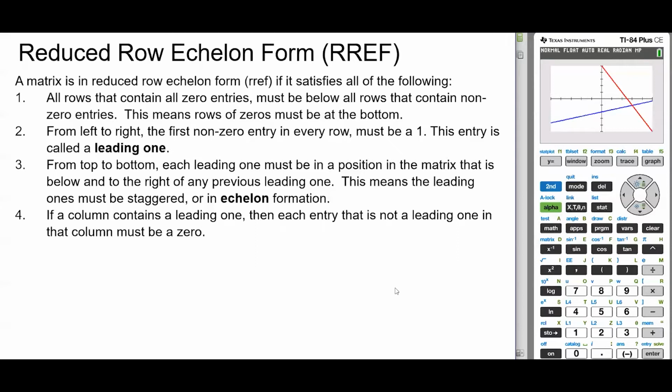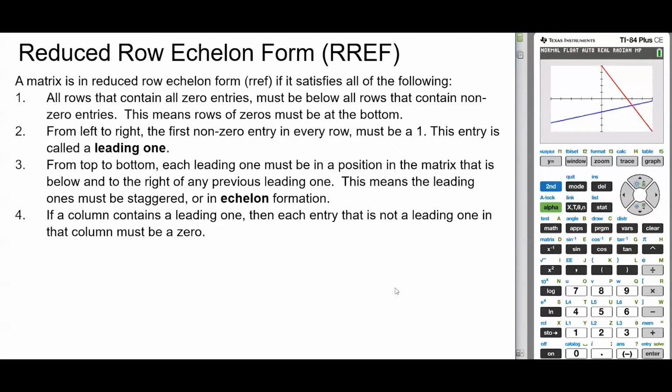A matrix is in RREF if it satisfies the following conditions, and there are 4 conditions. First condition: all rows that contain all 0 entries must be below all rows that contain non-zero entries, meaning that if you get any row of zeros, you've got to move it to the bottom of the matrix. If you have 2 rows of zeros, then those 2 rows need to be the last 2 rows.